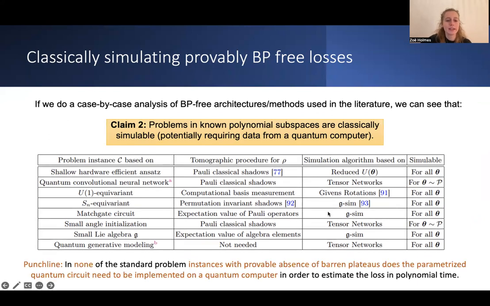So the punchline is, for none of the standard problem instances with provable absence of barren plateaus does the parameterized quantum circuit itself need to be implemented on the quantum computer in order to estimate the loss in polynomial time. It's always going to be in CSIM, so classically simulable, or quantum-enhanced classical simulation.